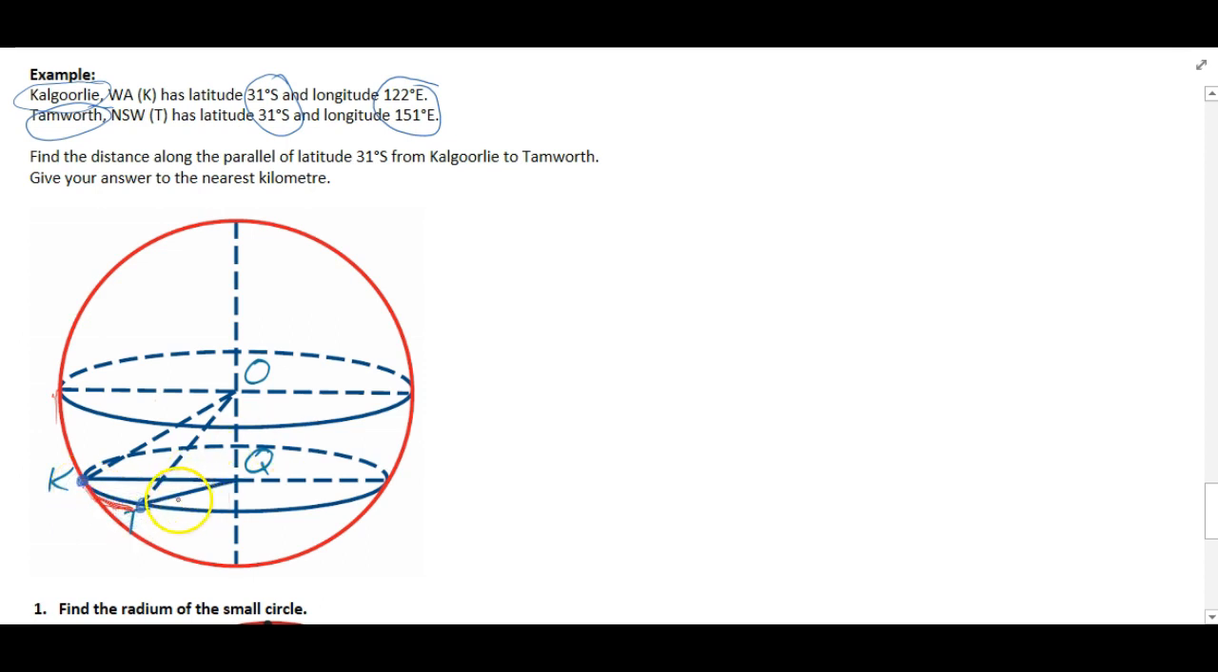So the radius is no longer going to be 6,400 kilometers. So the first task is going to be to work out what the new radius of the small circle is in order to find out eventually the arc length of the arc I'm shading in right there. So first of all, we need to look at the degrees in the question. So it says 31 degrees.